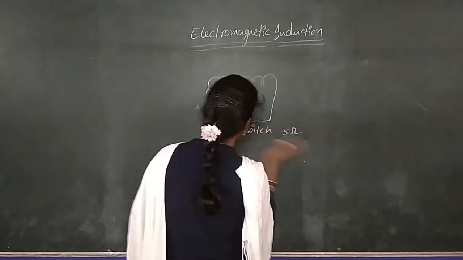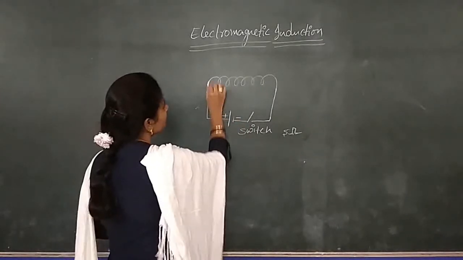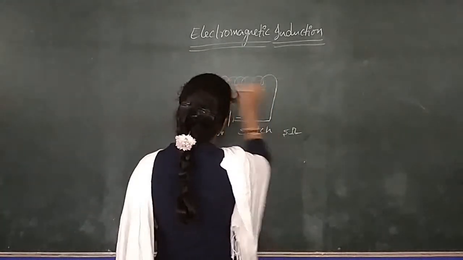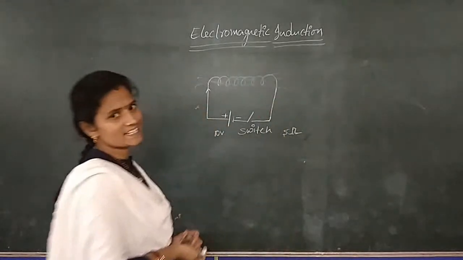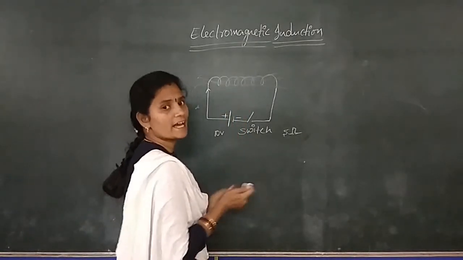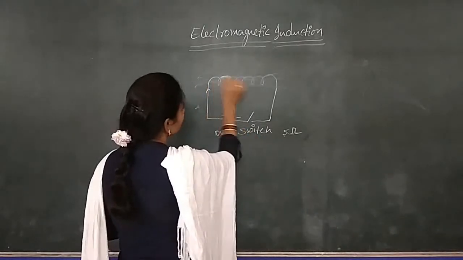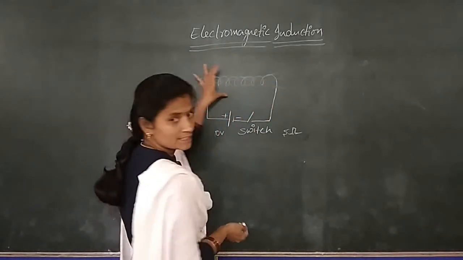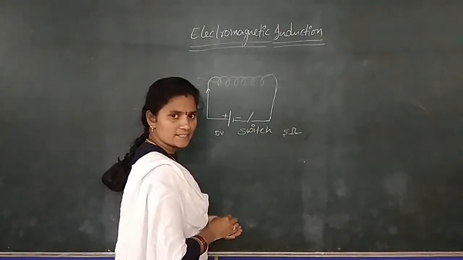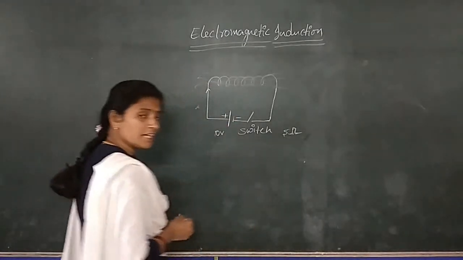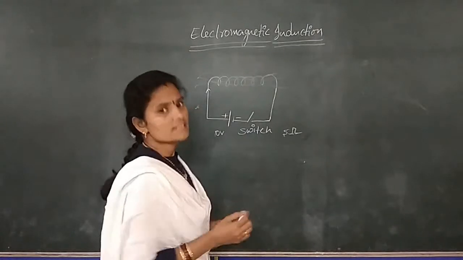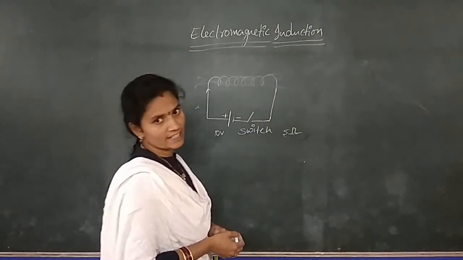We know that whenever the switch is closed, the current passes through the coil, and the magnetic flux increases. So there is a varying magnetic flux. Whenever the current passes through the coil, there exists a varying magnetic field. Due to that varying magnetic field, the flux varies. Due to that varying flux, an induced EMF is generated in this coil. That phenomenon is known as self-induction.